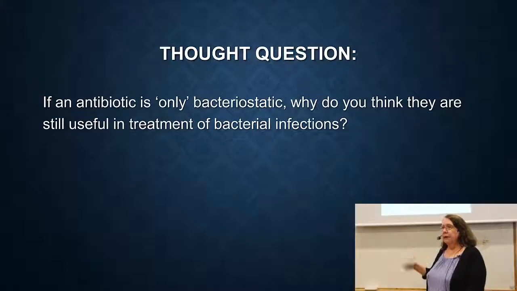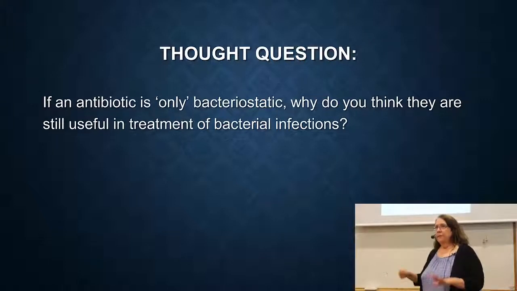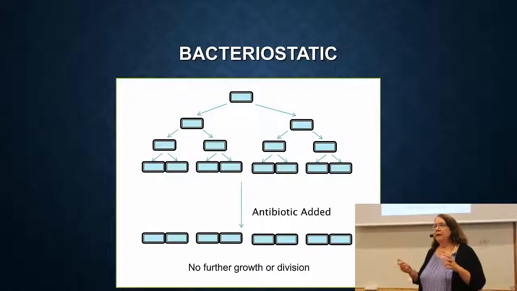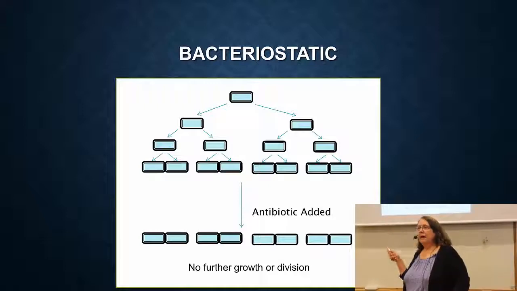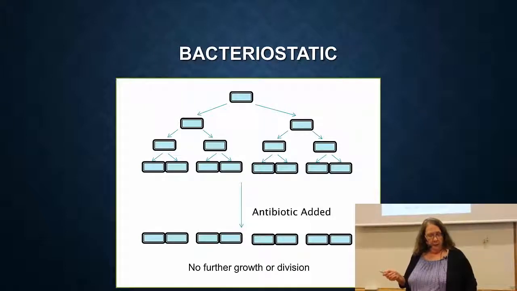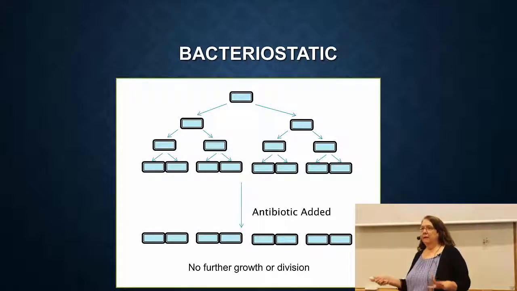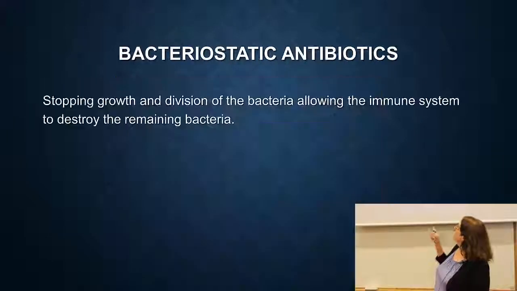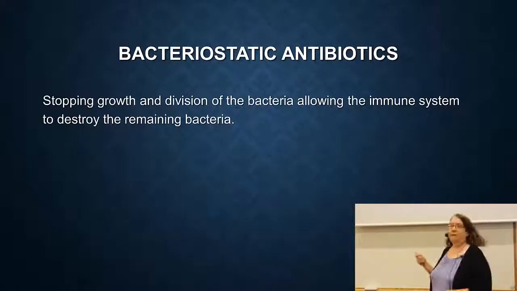So it's stopping growth, that's good. So it's not going to get worse. But in addition, you have an immune system. All right, so your immune system is on the lookout for things like bacterial infections and will clean out the bacteria. So even if the antibiotic just stops growth, the immune system will take care of the remaining cells that are there. So that's why bacteriostatic are very useful, as I said here. Stopping growth and division allows the immune system to destroy the remaining bacteria.